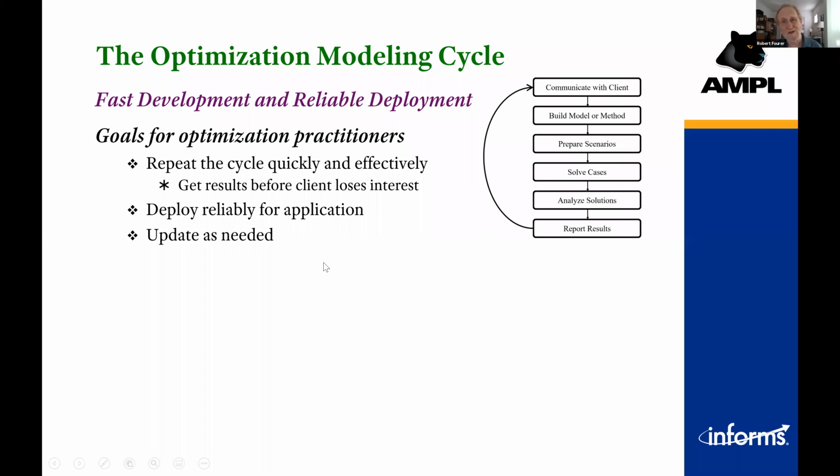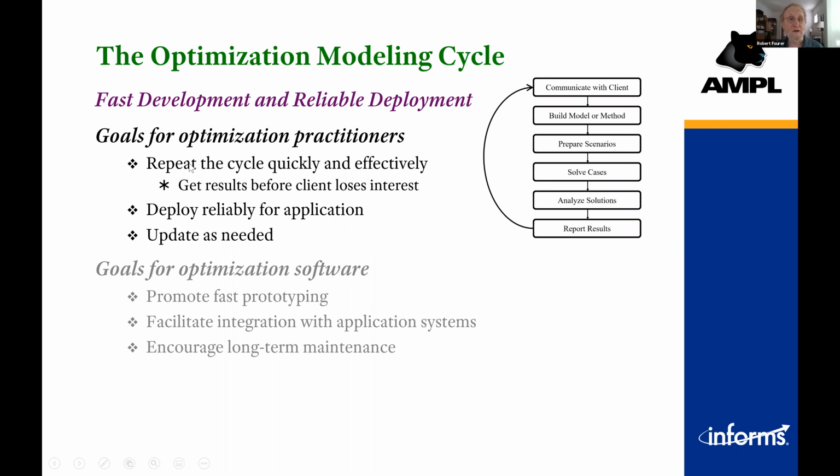And then you want to be able to take the model that's now working pretty well and deploy it in some way so that it can actually be used by people who are not experts in optimization. And then, well, things still are going to change. So you want to be able to make updates as needed. And so practitioners have these needs, and corresponding to each of these needs is a need for the software.